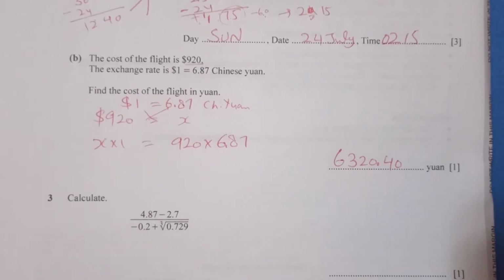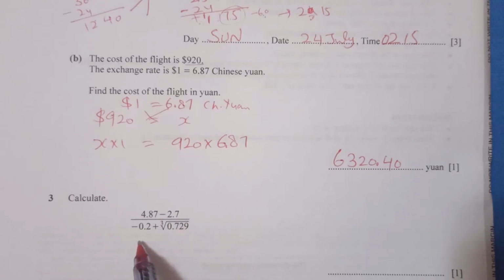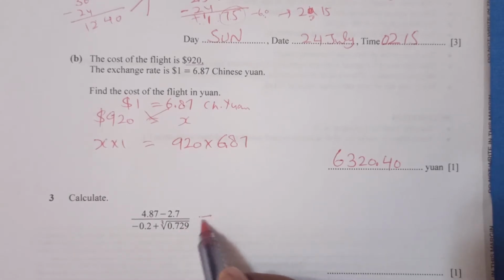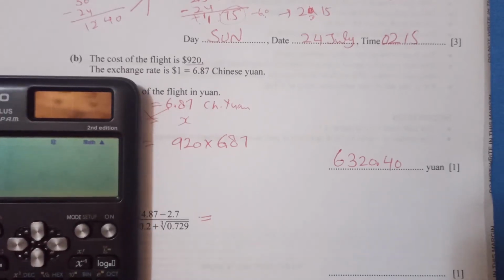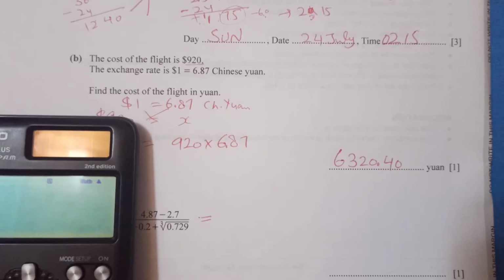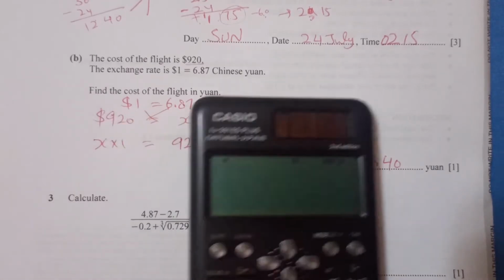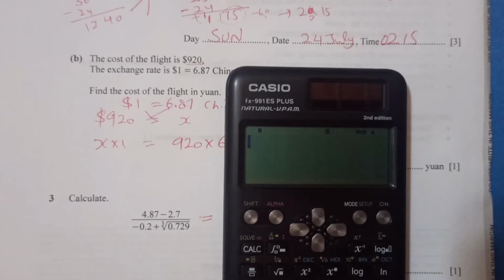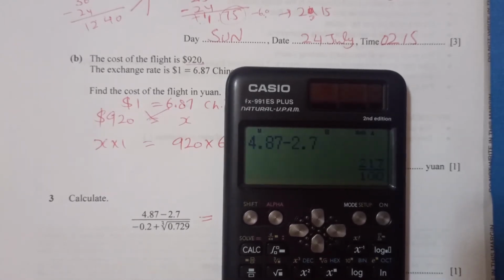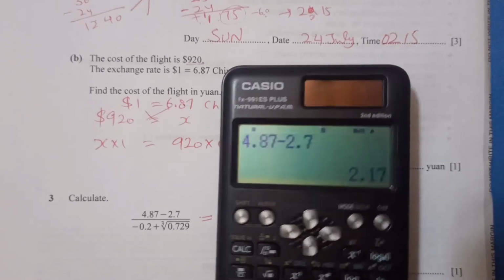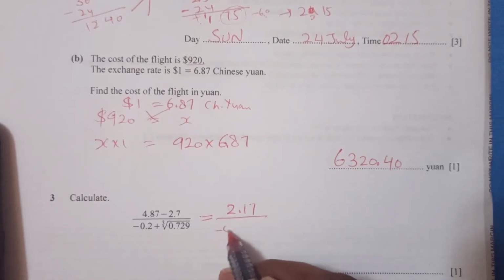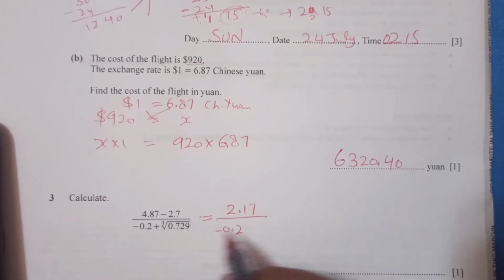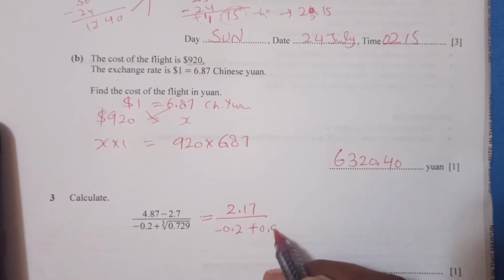Calculate 4.87 minus 2.7 over whatever is given. I will recommend you guys to do this in parts in the beginning. If you don't understand, once you do practice, then you can do it directly. So now we have here 4.87 minus 2.7, right? So it is 2.17. And this is negative 0.2, and this is cube root of 729, which is 0.9.